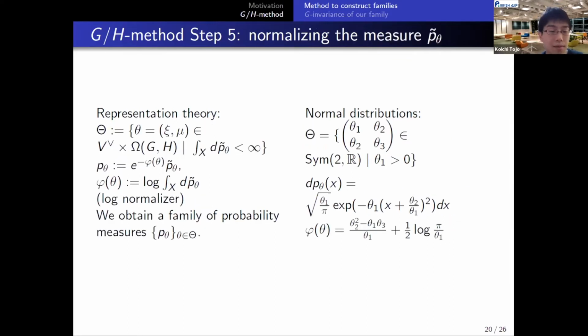In the final step 5, we normalize the measures above. We denote by large theta the set of parameters such that the measure is integrable on X. We call it the parameter space in this talk. Then by normalizing the measures, we obtain the set of probability measures P theta parameterized by the parameter space. Here, phi theta is the log normalizer.